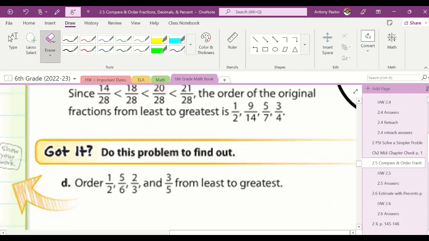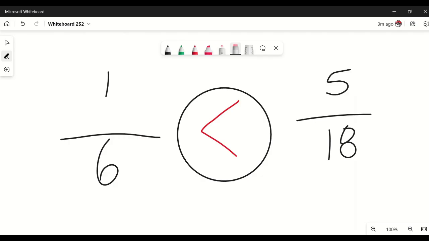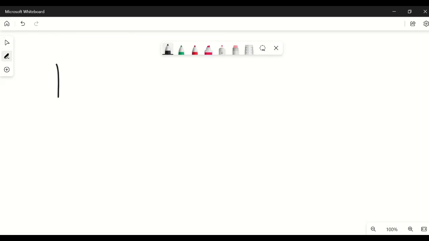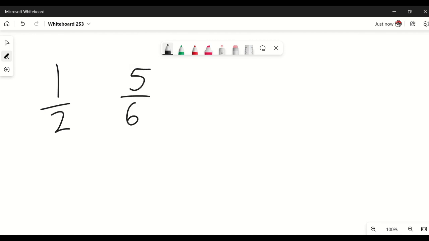We are going to do this problem, and we have 4 fractions that we are ordering, and again, we're ordering them from least to greatest. It's very important that you read the problem because it could go from greatest to least, it could go from least to greatest, and if you didn't follow the directions and you put the wrong order, unfortunately, it will be marked wrong. So we are going to order 1/2, 5/6, 2/3, and 3/5. We're going to start on this whiteboard. Now, I'm going to teach you guys a trick here.